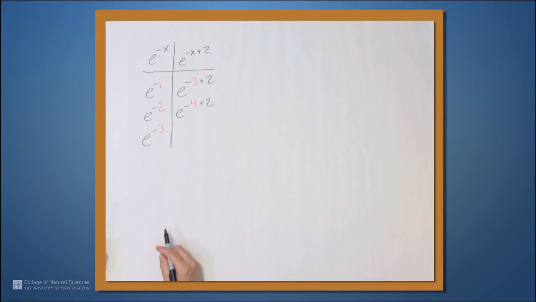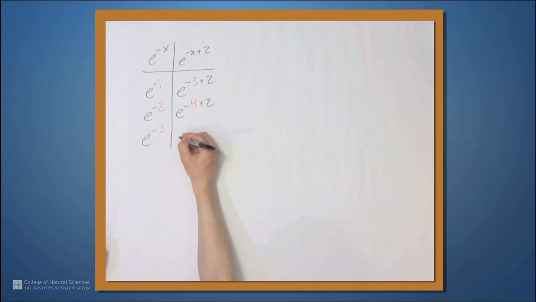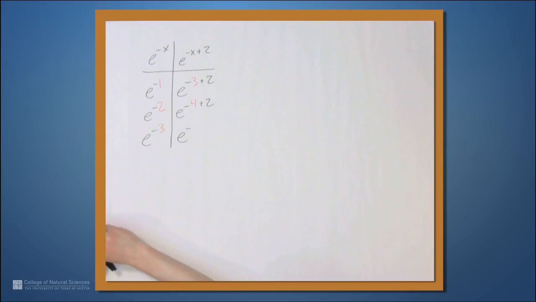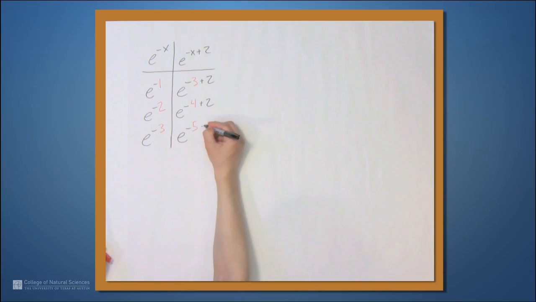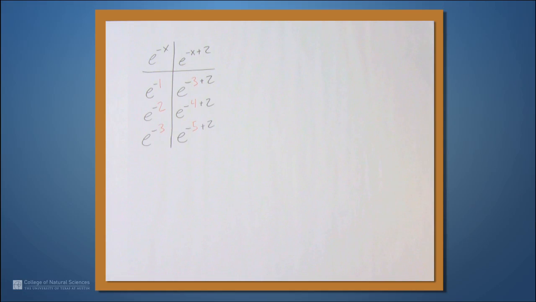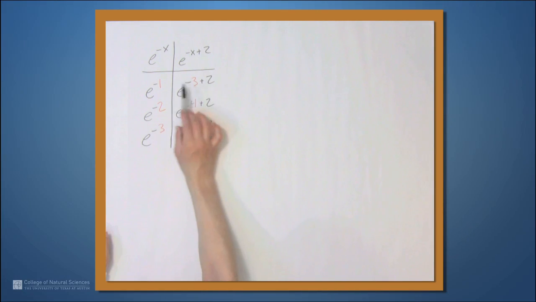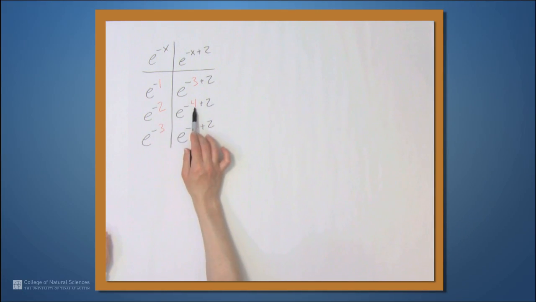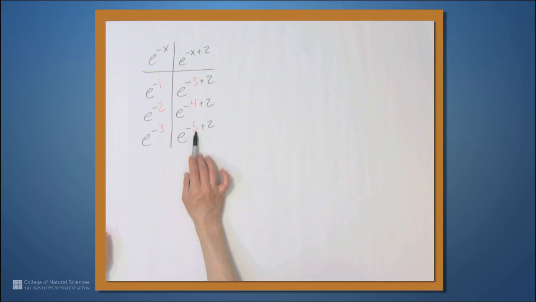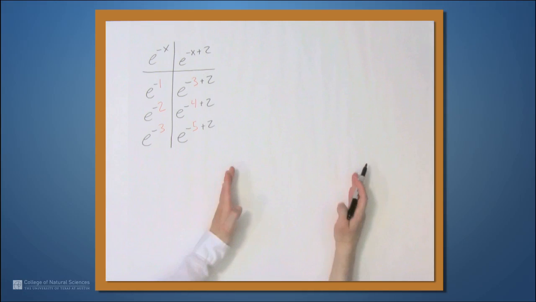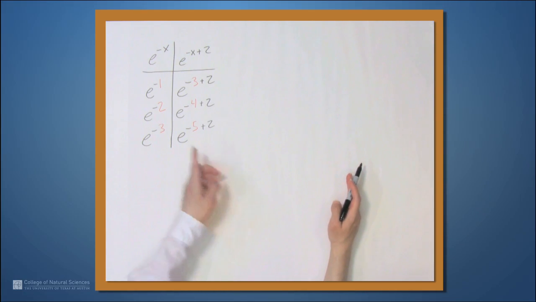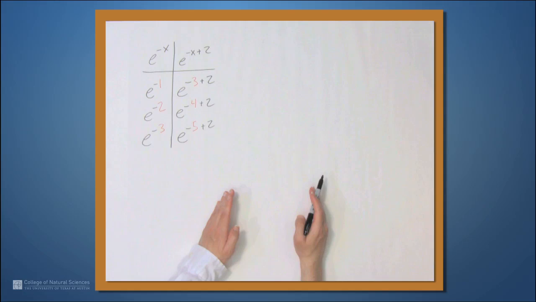That gives us e to the negative 2. And if we want e to the negative 3, we need e to the negative 5 plus 2. So what does this tell us? If we want the function on the right to behave like the function on the left, we need to plug in 3 where we would normally plug in 1, 4 when we would plug in 2, and 5 when we would plug in 3. So that means that the entire graph is shifted to the right by 2. Right? 1 moves to 3, 2 moves to 4, 3 moves to 5.